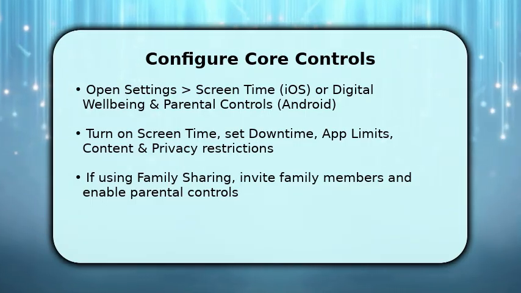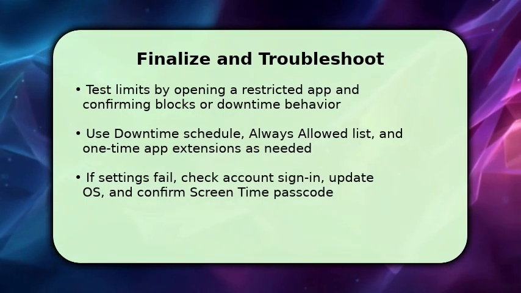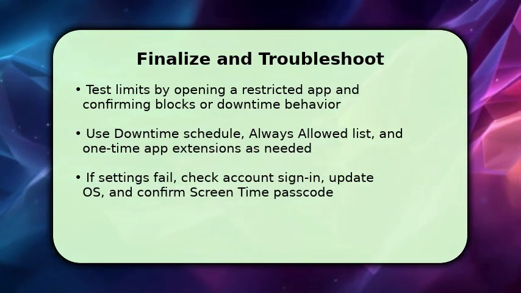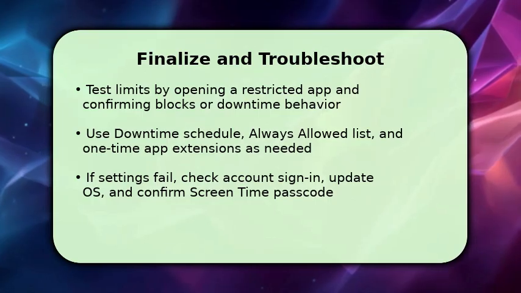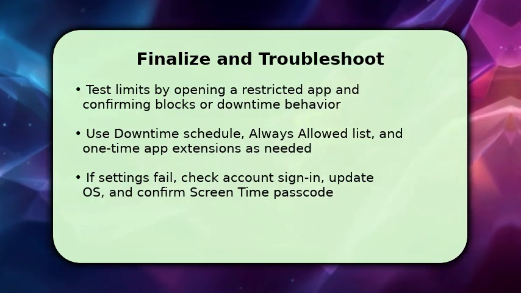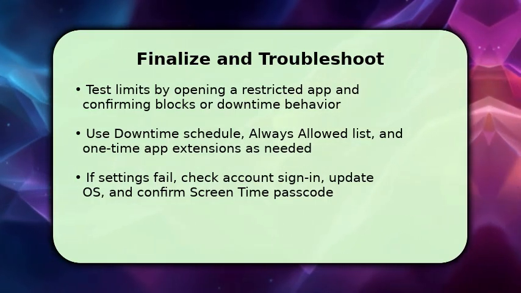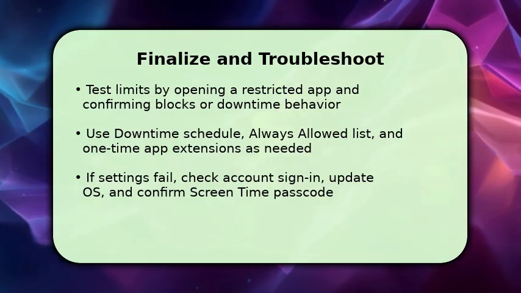Open a restricted app to confirm the block during downtime or when limits are reached. Adjust the always allowed list for essential apps and teach users how to request a one-time extension. Once satisfied, record the screen time passcode in a secure place.